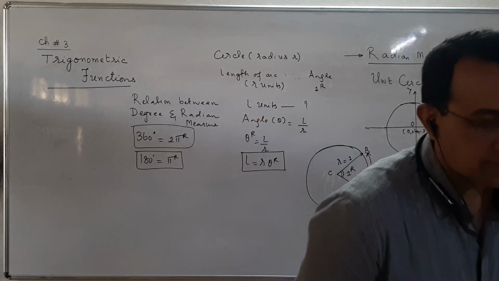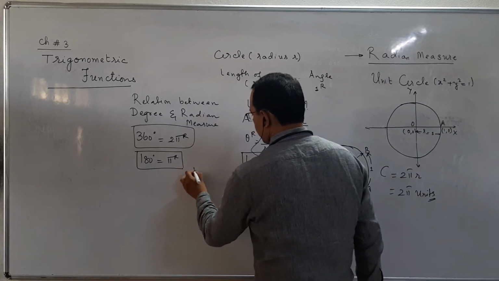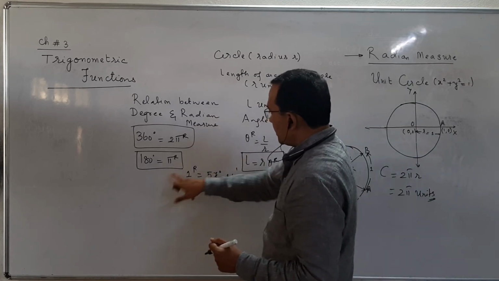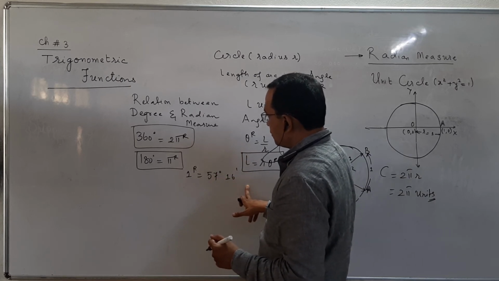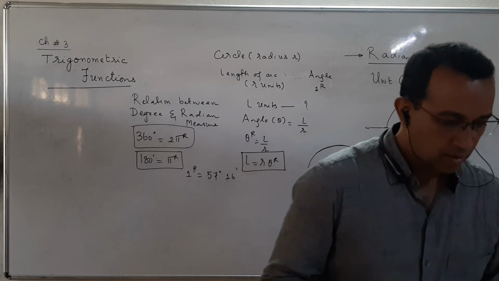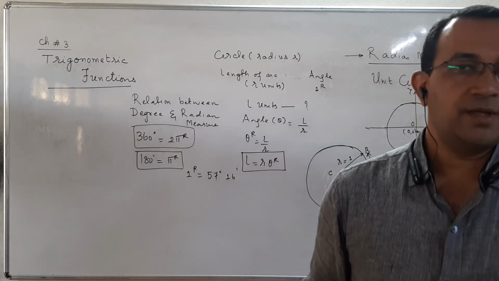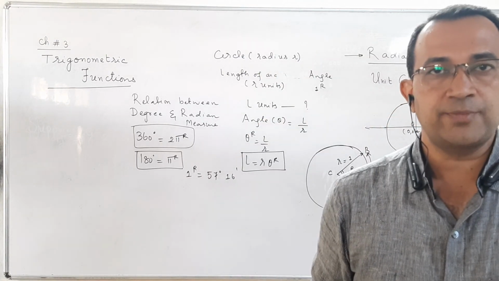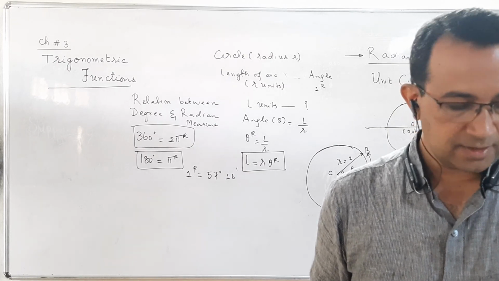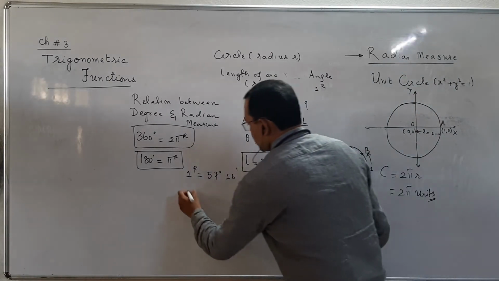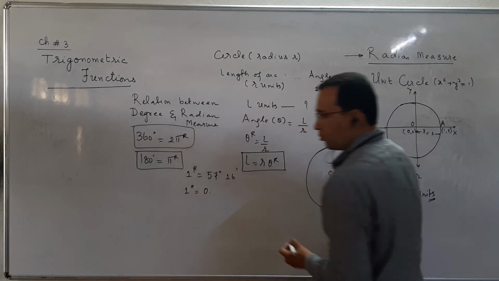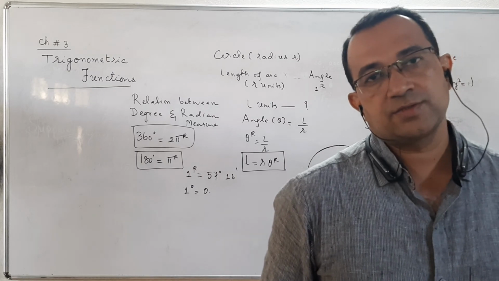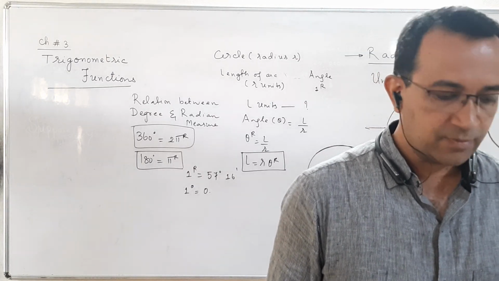Then our textbook has given that 1 radian is approximately 57 degrees 16 minutes. We can easily derive. Pi radian is equal to 180 degrees, so 1 radian is equal to how much? It is 180 by pi, and that is approximately 57 degree and 16 minutes. And 1 degree is how many radian, students? And that is 0.01746. That division we have to do with the help of calculator.